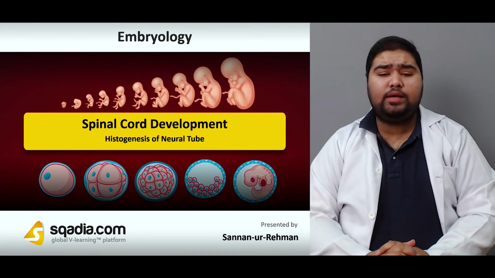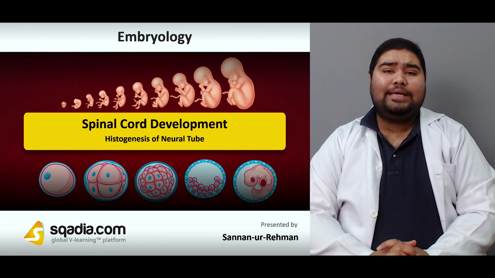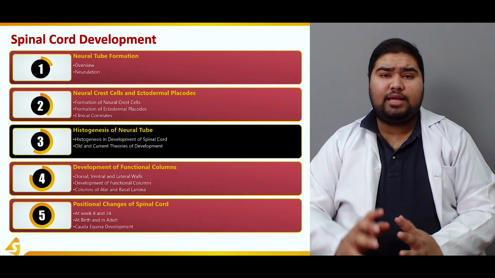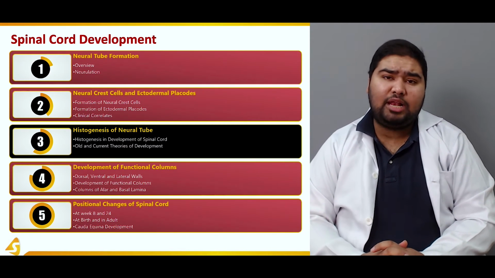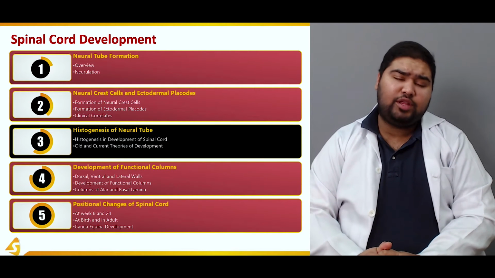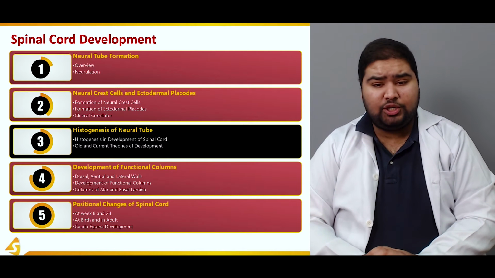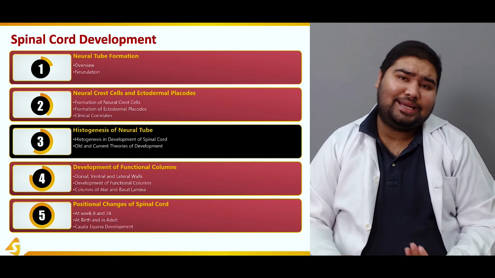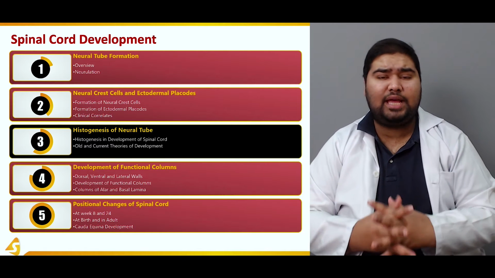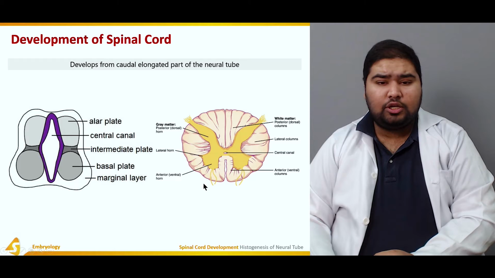Hello everyone, welcome back. We're talking about the spinal cord development and now we'll deal with histogenesis of the neural tube. Histogenesis actually includes the type of cells which help in formation of the neural tube. We'll see what are different types of cells, from where they originate and how they participate in the formation of neural tube. We'll see what are the current and the old theories of development of the spinal cord and how these theories help in understanding the histogenesis and the development.